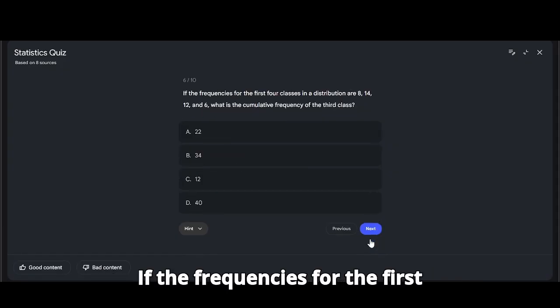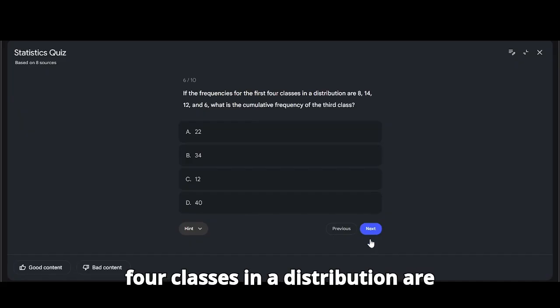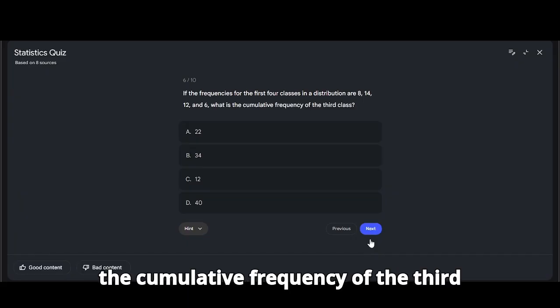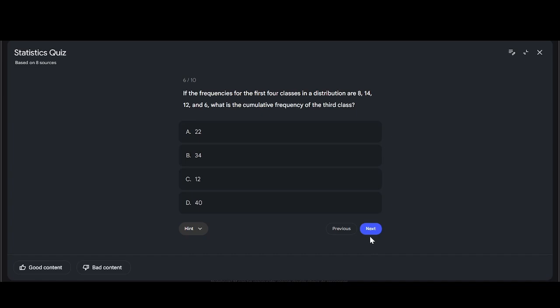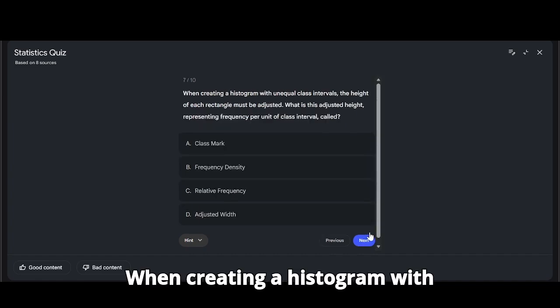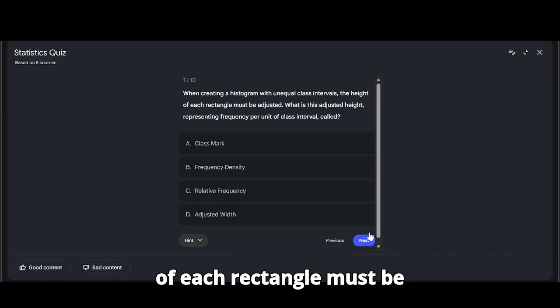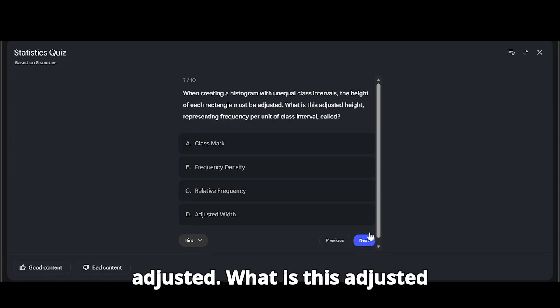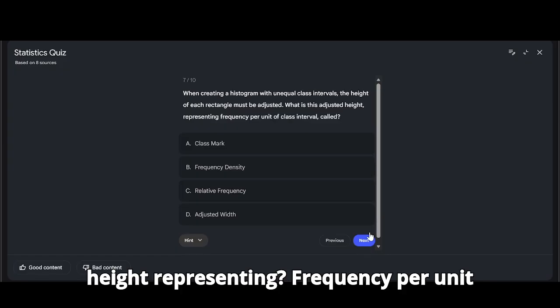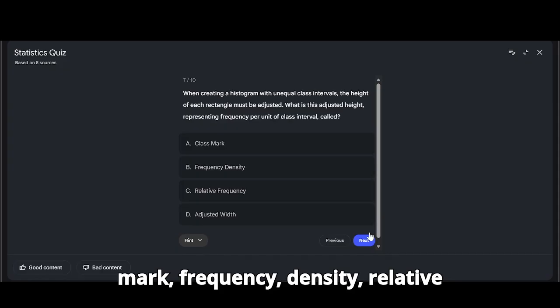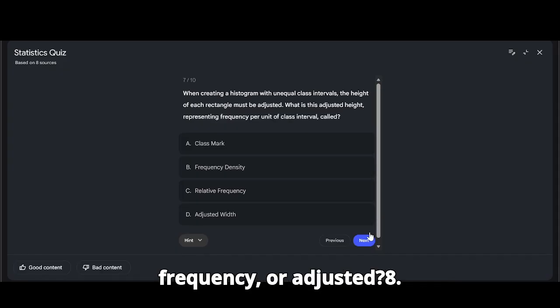If the frequencies for the first four classes in a distribution are 8, 14, 12, and 6, then what is the cumulative frequency of the third class? When creating a histogram with unequal class intervals, the height of each rectangle must be adjusted. What is this adjusted height representing frequency per unit of class interval called? Class mark, frequency density, relative frequency, or adjusted width?